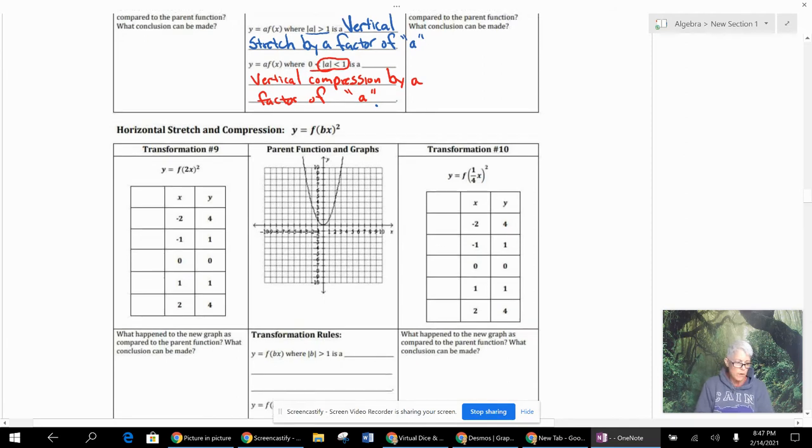Okay, now if you notice, now we have the letter B. If you look right here in this transformation, we have a letter B. It's in front of the X, and it's inside the parentheses. So it's inside the parentheses, so it's going to affect the X. So if I look here, it'd be like saying 2 times X.